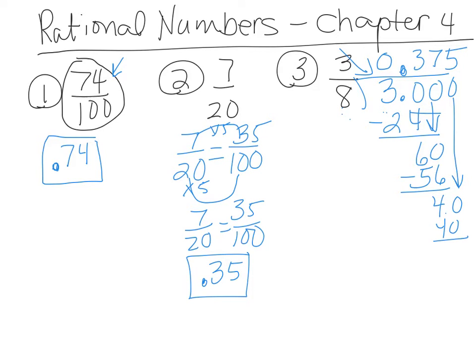And so 3/8 written as a decimal is 0.375, or 375 thousandths. Stop, drop, divide.